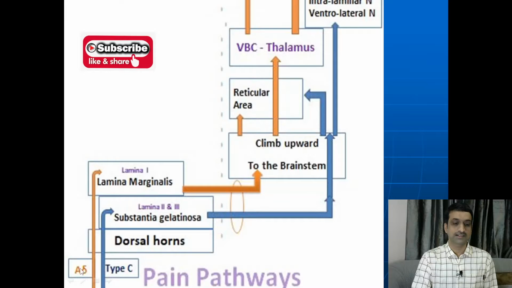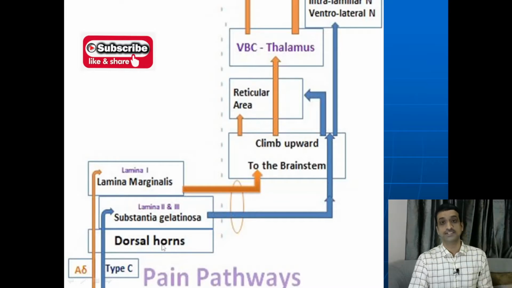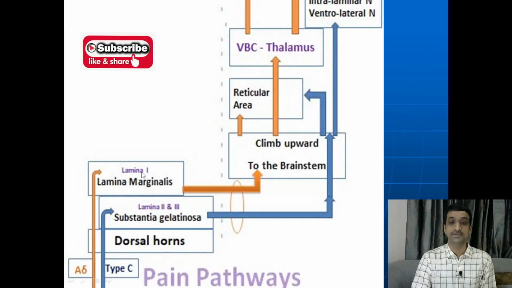These fibers enter the spinal cord and terminate in the dorsal horns of the spinal cord. At each level of spinal cord, these fibers terminate in the dorsal horns. To be specific, the fast pain fiber, the orange track you can see, is terminating in the lamina 1, which is also known as lamina marginalis. Whereas the slow pain fibers are terminating in the lamina 2 and lamina 3. This combination is known as substantia gelatinosa.